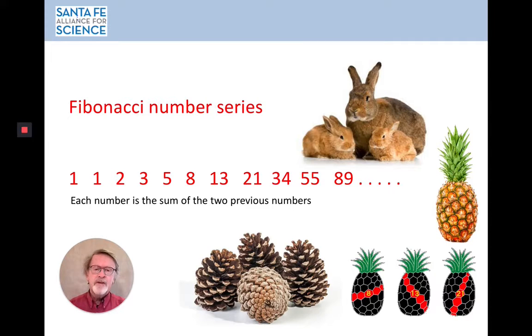The Fibonacci number series is this one: 1, 1, 2, 3, 5, 8, where each of the numbers is the sum of the previous two. 1 plus 1 is 2, 1 plus 2 is 3, 2 plus 3 is 5, 3 plus 5 is 8. And we also saw that you can find these numbers in nature, in the grocery store and out on the street.